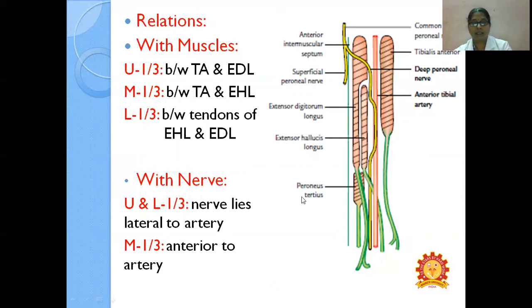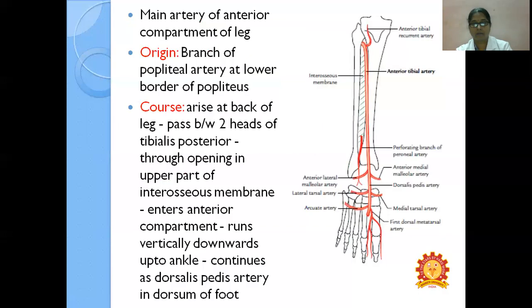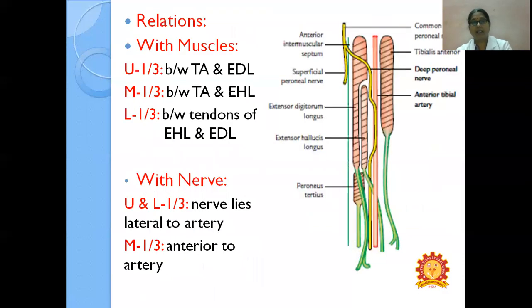In the lower 1/3, it lies between the extensor hallucis longus and extensor digitorum longus. This is the relation of the artery with the muscles. In the upper 1/3, it lies between the tibialis anterior and the extensor digitorum longus. In the middle 1/3, as you can see in the diagram, it lies between your tibialis anterior and extensor hallucis longus. Whereas in the lower 1/3, it lies between the tendons of extensor hallucis longus and extensor digitorum longus.